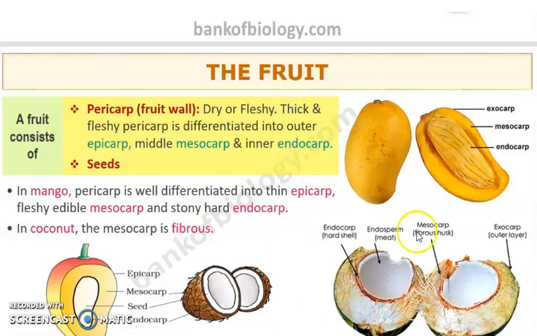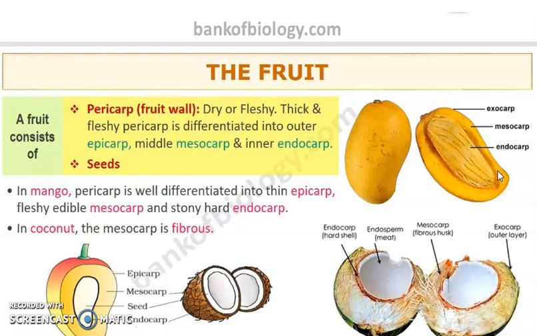That is the outermost epicarp or the exocarp. The outer layer is also called exocarp or epicarp, the middle layer is the mesocarp, and the innermost layer is the endocarp, right? So the fleshy pericarp can be divided into epicarp or exocarp, middle mesocarp, and the inner endocarp. The endocarp is the slightly hard surface right above the mango's seed. Inside the endocarp we see the seed.